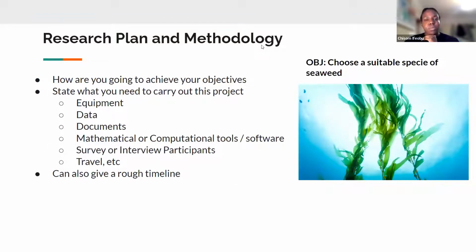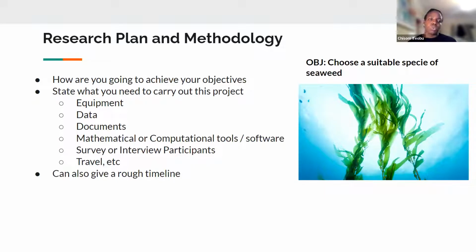On to the research planning methodology. This is where you say how you're going to achieve these objectives. So you need to state what equipment you will need. If it's based on big data analysis, you need to say what data you need and how you're going to access that data. If you're looking at records or documents, you need to say what they are specifically and where you're going to get them from.